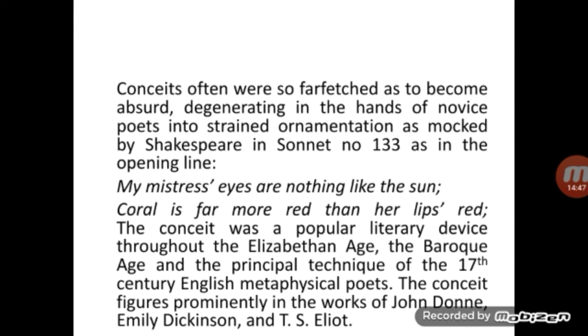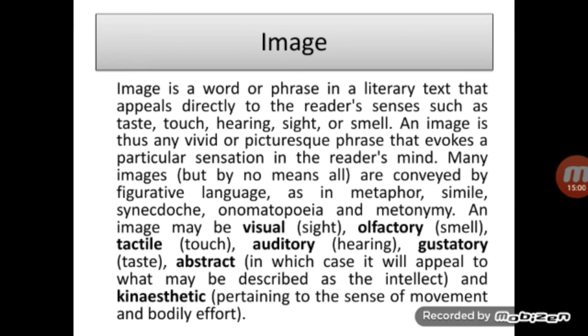The conceit figures prominently in the works of John Donne, Emily Dickinson, and T.S. Eliot. After discussing analogy and conceit, it's time to talk about image.